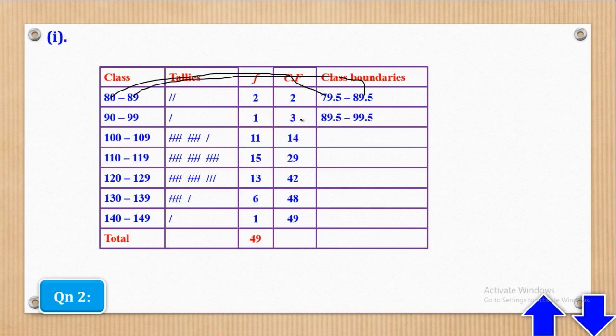So when you do that for the next class, you shall come up with this. Then for this class, you shall come up with that. For this, we shall come up with that. For this, we shall come up with that. And for this, we shall come up with that. Lastly, this will come up with that. So by now, we have finished tabulating our values, which will help us answer the questions.